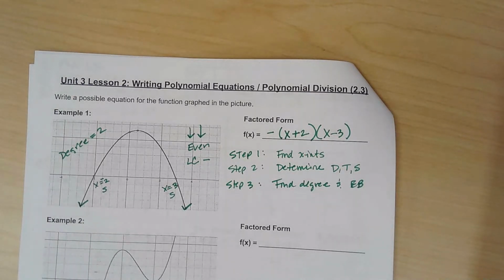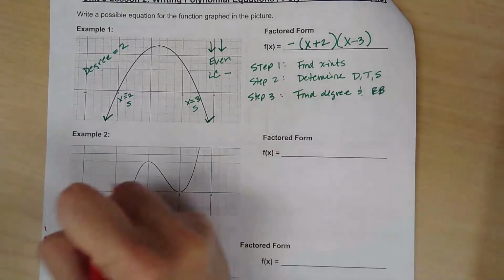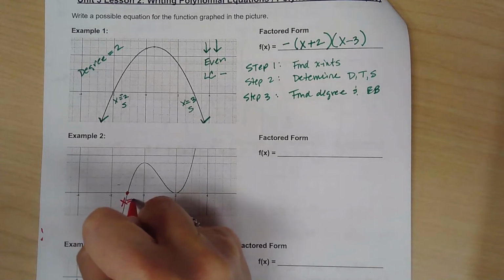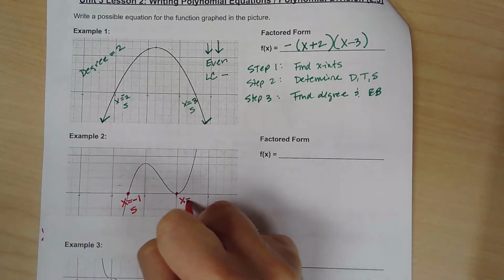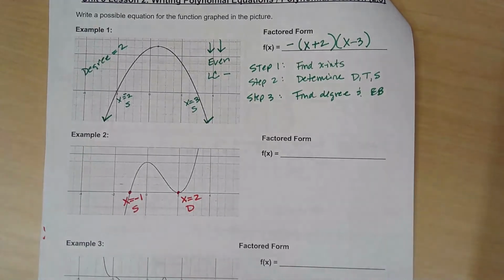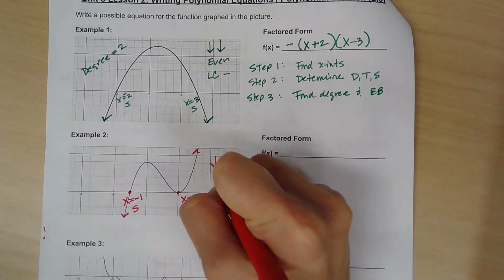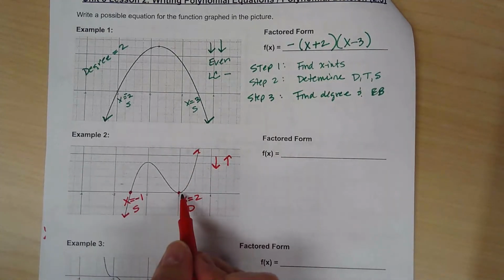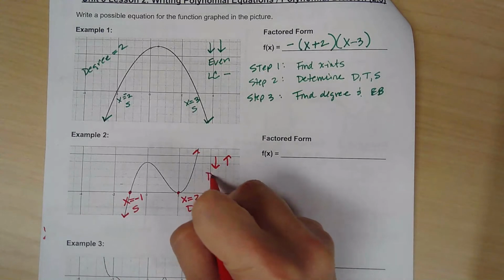Let's go on to another one. So I'm going to give you example 2. Let's start with step number 1, find our zeros. This looks like -1, and it appears to be a single. This looks like 2, and it appears to be a double. Perfect. So my arrows are pointing in opposite directions, which means it's an odd degree polynomial. And since there are two zeros here, we count the double as 2, plus 1 gives me 3. I would say this is a degree of 3.